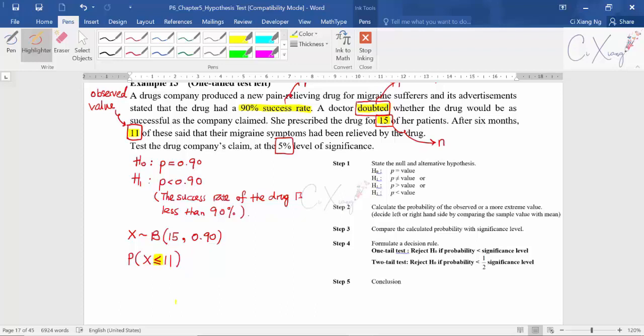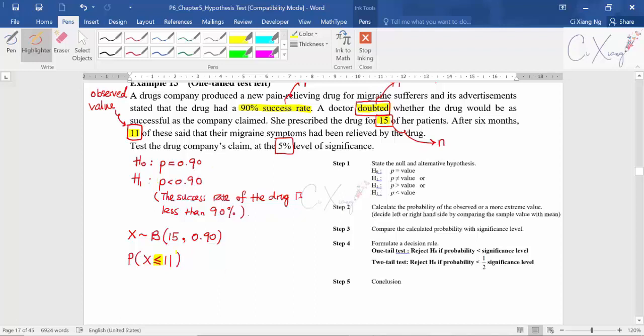Therefore, if you want to look at the alternative hypothesis sign to decide your sign for the calculation of the probability, you have to make sure that the sign for the alternative hypothesis is correct. If you write it out wrongly, then definitely all your calculation later will be wrong. So that's the first thing. This is the first method, which is more straightforward in my opinion, so you can try to use this method.